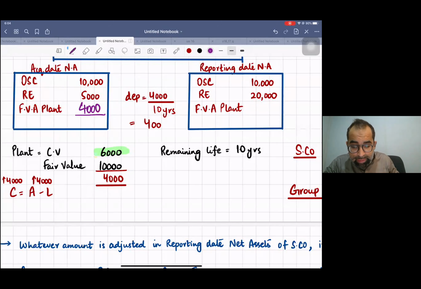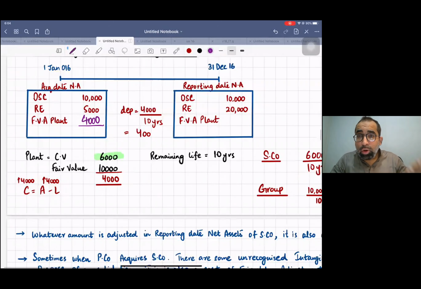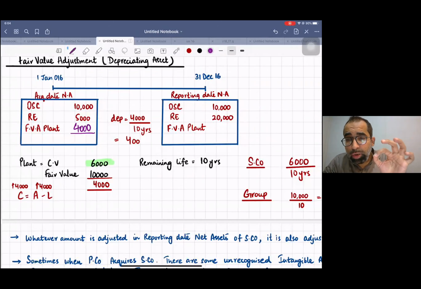Now, one very important examination tip. Listen, boys and girls, please, always don't forget to check the distance between acquisition date and reporting date. Here the distance is clearly 1 year. So only 1 year depreciation you need to adjust. What if this distance is 2 years or 3 years or 4 years? Then you need to adjust 2-3 years depreciation in the closing reporting date net asset packet.